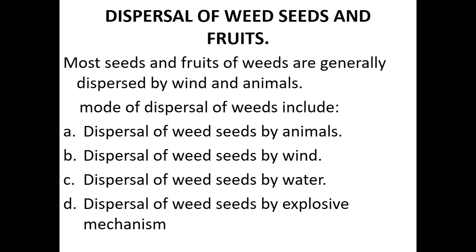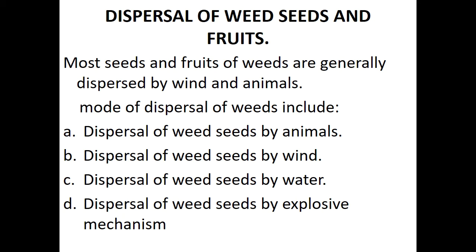These are the benefits. Let's look at the method of dispersal. How does this weed seed move from one place to the other? Most seeds and fruits of weeds are generally dispersed by wind and animals. Let's look at the mode of dispersal of weeds. Dispersal of weeds by animals. Animals also help in carrying the weed seed from one place to the other.